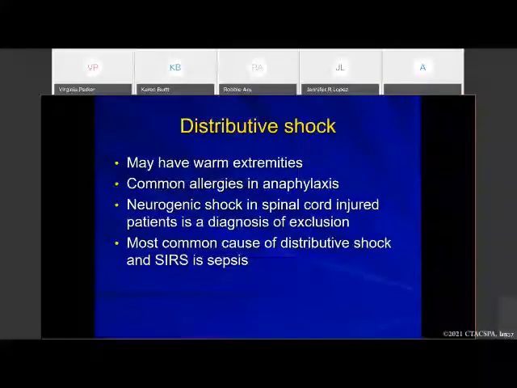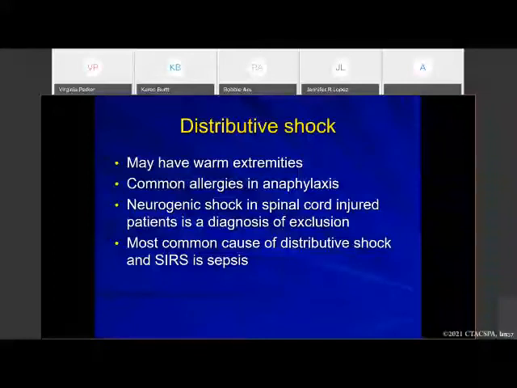For distributive shock, they might put in your question that the patient's in shock, but they have warm extremities, and they're trying to make you think of distributive shock. So I don't know if they'll be that kind or not. If the patient has an allergy, it could be anaphylaxis. In a trauma situation, it could be a spinal cord injury.